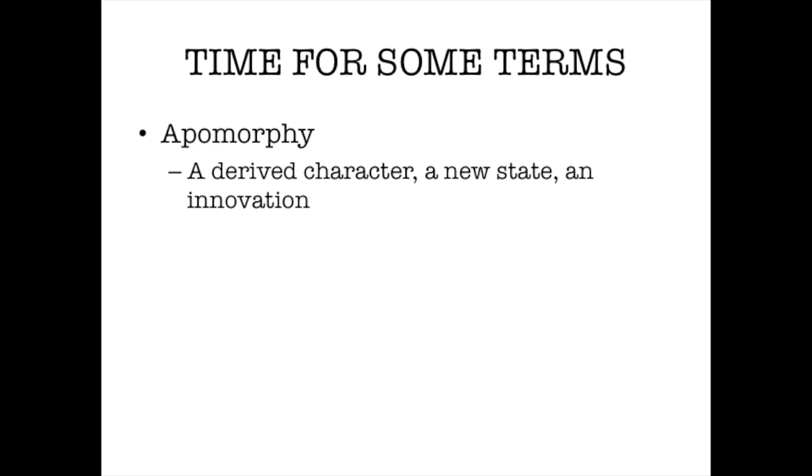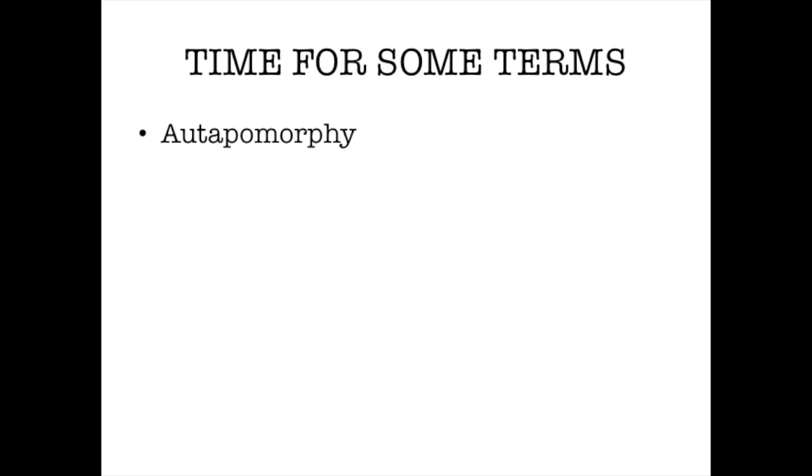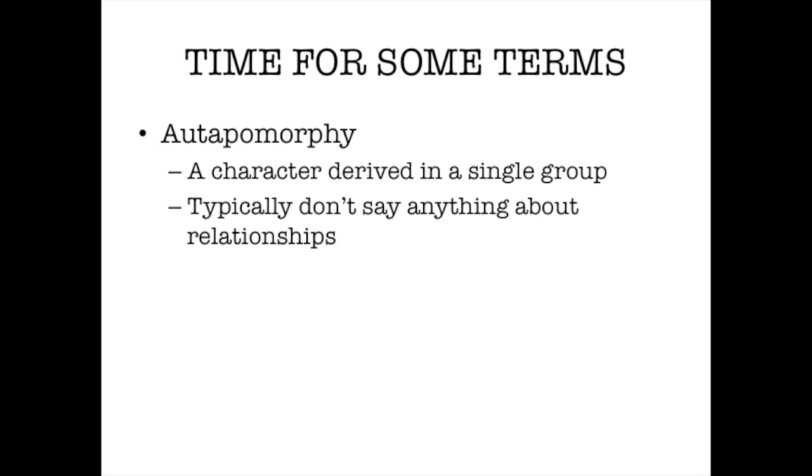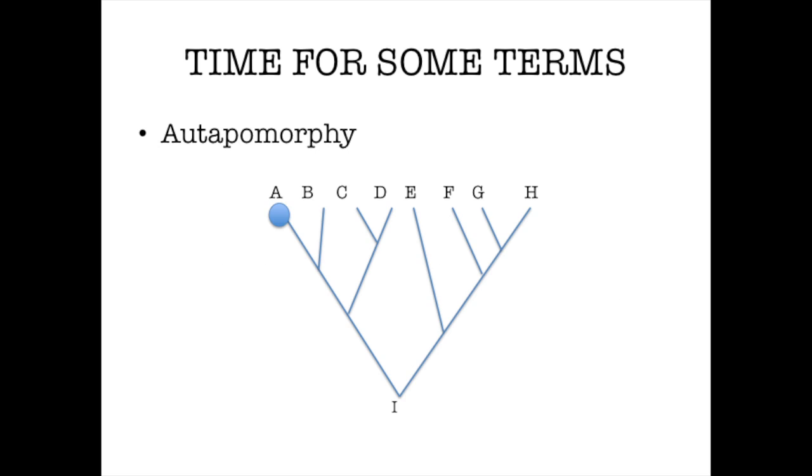Now, an apomorphy is a derived character, a new state, or an innovation. It's used to define a clade. For example, having mammary glands is an apomorphy of Mammalia compared to the group it's part of, Synapsida. Now, an autapomorphy is a kind of apomorphy that is a character derived in a single group that you're looking at. It typically doesn't say anything about evolutionary relationships. For example, the brain-to-body ratio of Homo sapiens is an autapomorphy of Homo sapiens. Here it is represented, it's only present in one group.